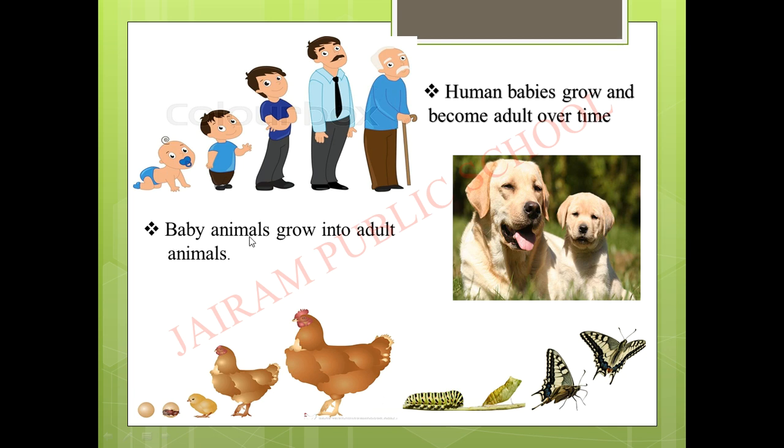Next, a baby animal grows into an adult animal. A small baby animal will grow into an adult one. The young one develops into a hen. The worm develops into a butterfly. So all the living things in our world are born very small and they grow up into adults. From this we clearly understood that living things can grow.